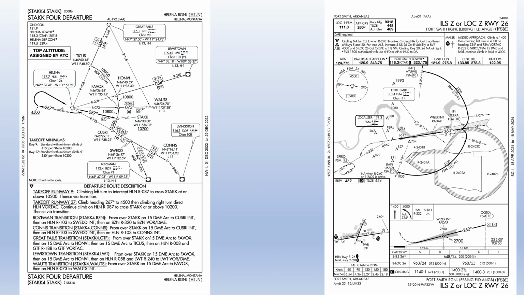DME arcs are most commonly used as initial approach segments that allow a pilot to transition from the en route environment to the intermediate or final approach segments of an instrument approach, though they can also be used in terminal procedures such as obstacle DPs, SIDs, and STARs.